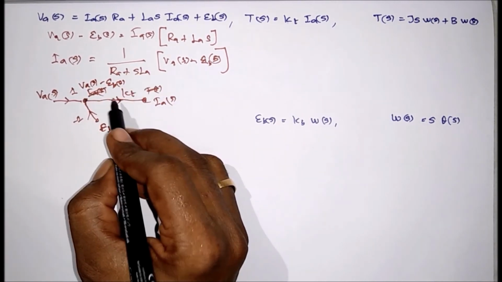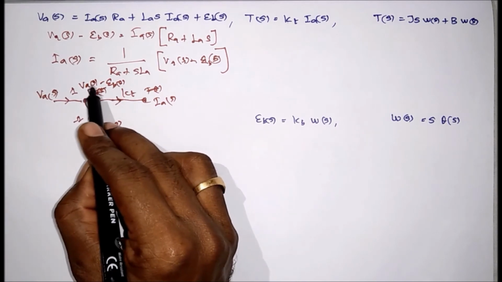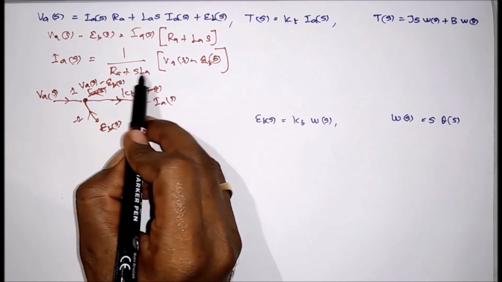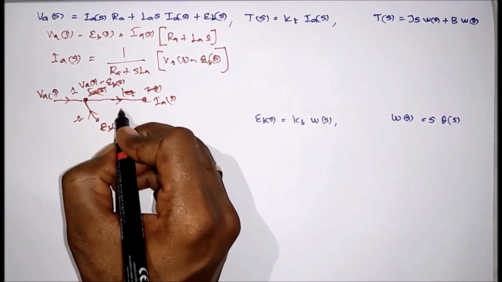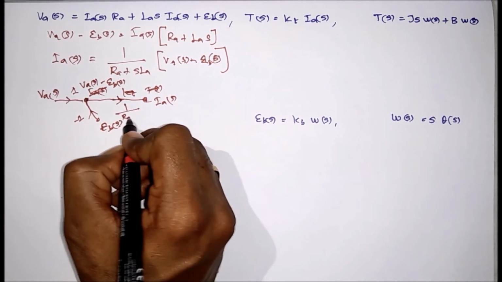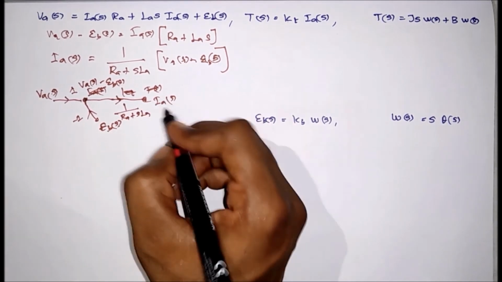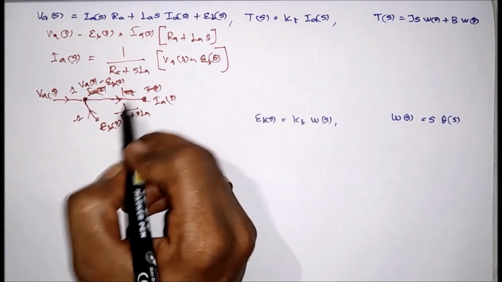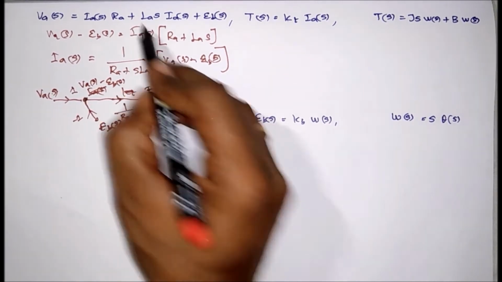Now we want to multiply Va of s minus Eb of s by 1 divided by Ra plus s into La. Therefore here its gain is 1 divided by Ra plus s into La. At this point we get Ia of s. So now this is the first signal flow graph for this equation.